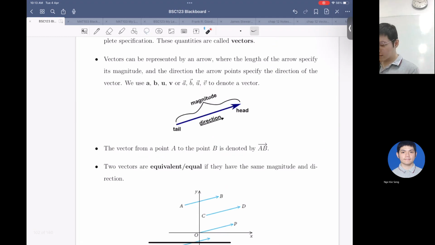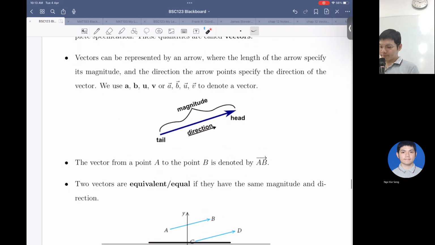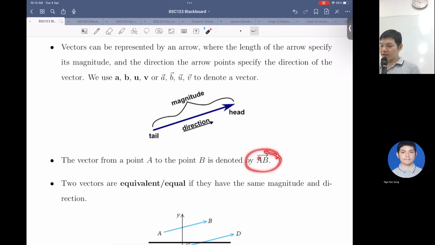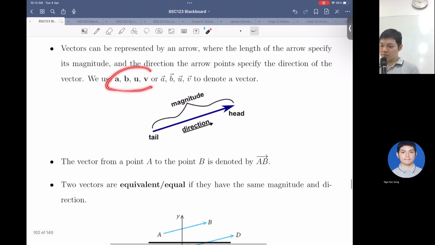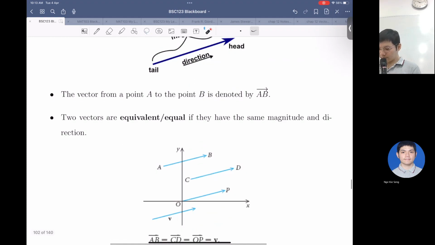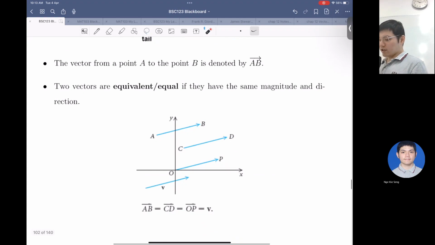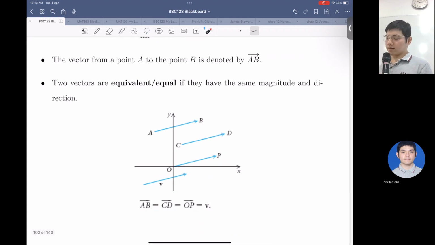A vector from A to B, we denote it as AB with an arrow on top, or a bold letter, or a letter with a head. These are all vector notation. We actually don't care where the vectors start. They are equal as long as they have the same magnitude and direction, so we can translate our vector anywhere.